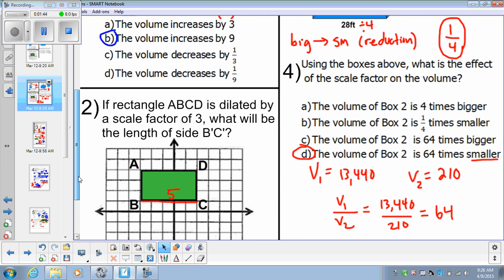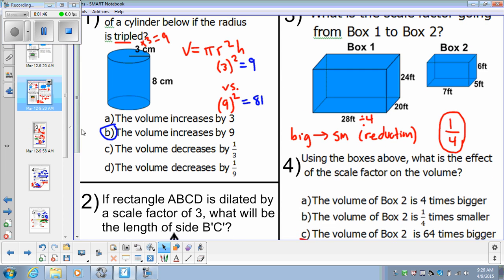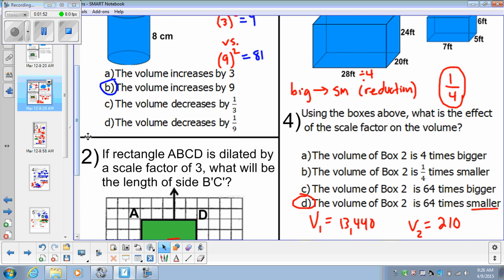Now the very last one, we have to go back to this box 1, box 2 thing. Notice if box 1 is bigger and box 2 is smaller, what we should be able to narrow down is that box 2 here should be smaller. So I can go ahead and get rid of the answers thinking box 2 should be bigger, nope. And right here, box 2 being bigger, nope. Now we just have to figure out how many times smaller it is.